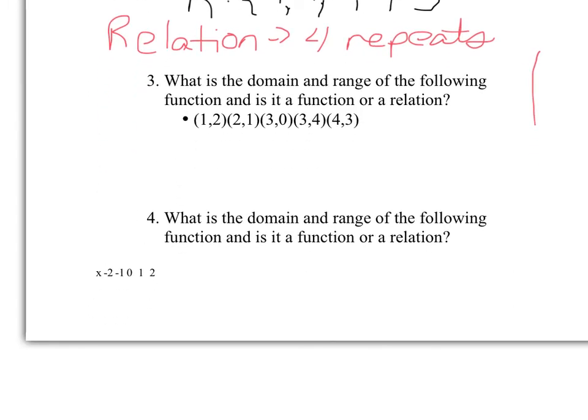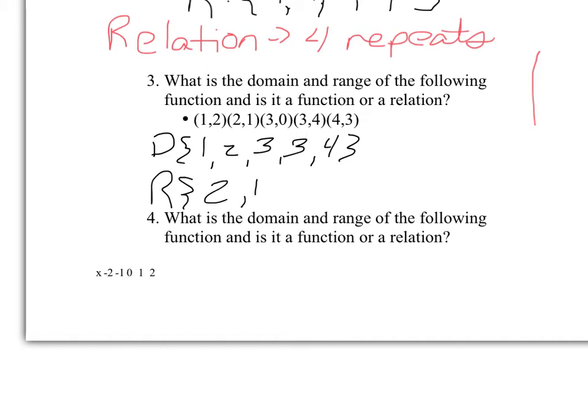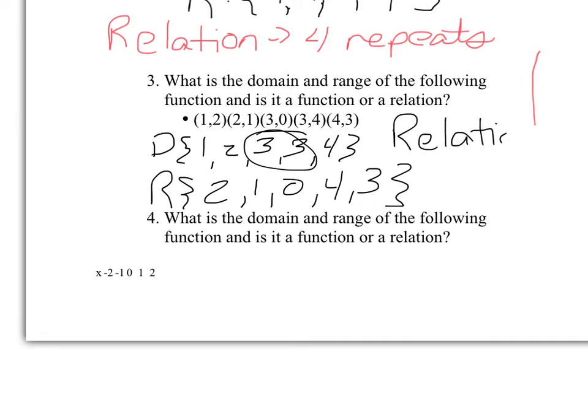In problem number 3, your domain is going to be 1, 2, 3, 3, 4, and your range is going to be 2, 1, 0, 4, 3, and you'll notice I didn't put those in order from least to greatest. It is going to be a relation because those 3's repeat. So it's a relation, 3 repeats.